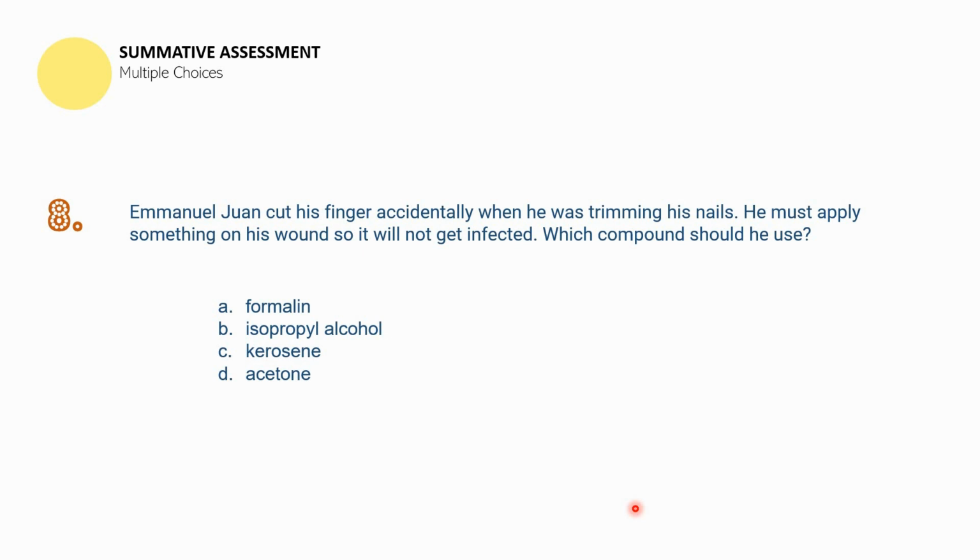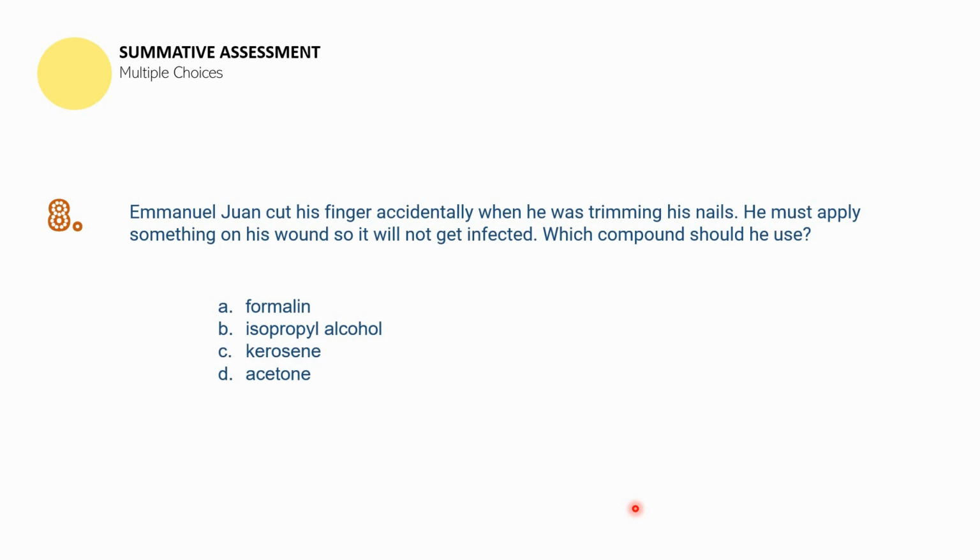Emmanuel 1 cut his finger accidentally when he was trimming his nails. Do you remember Emmanuel 1? Okay, the son of a great fisherman. In the question you were asked, what is he supposed to buy? Okay, to start fire. And so that is the same Emmanuel 1.